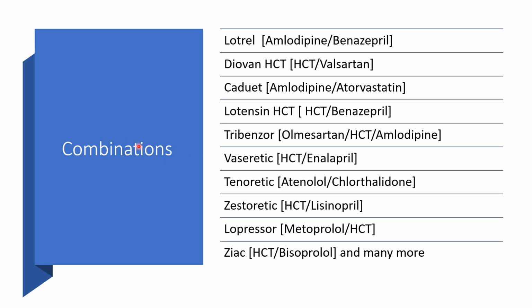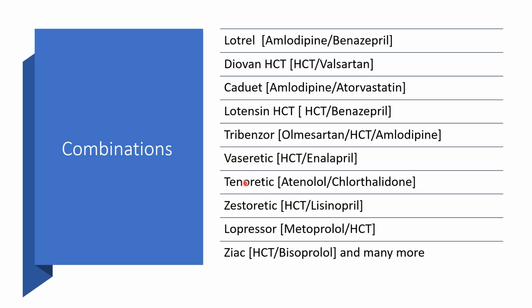Now, combinations of some of the antihypertensive agents. Lotrel is a combination of amlodipine and benazepril. That is a dihydropyridine calcium channel blocker with an ACE inhibitor. That one will have a thiazide with an angiotensin receptor blocker. Caduet will have a calcium channel blocker with a statin, atorvastatin. Tribenzor, in fact, is having three: an angiotensin receptor blocker, a thiazide, and a calcium channel blocker.